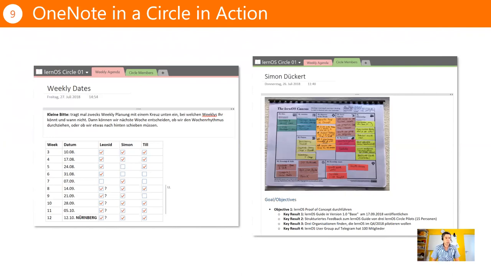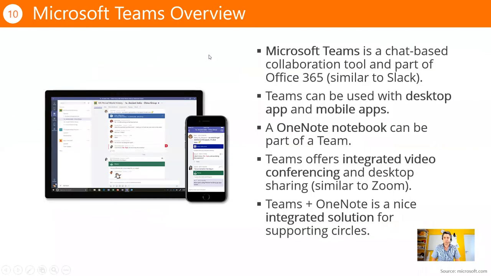postpone it, like have another date, and then our timetable shifts one week later, or if we just run the circle anyway. So it's very easy for coordination in the circle without having to send around a lot of emails and so on. On the right, you can see in one of my circles my page, where I just put a current photo of my canvas. So all the other circle members can see my canvas at any time. And then we have this documentation with goal and objectives and relationship lists and so on. I will show you this in a second in the live template.